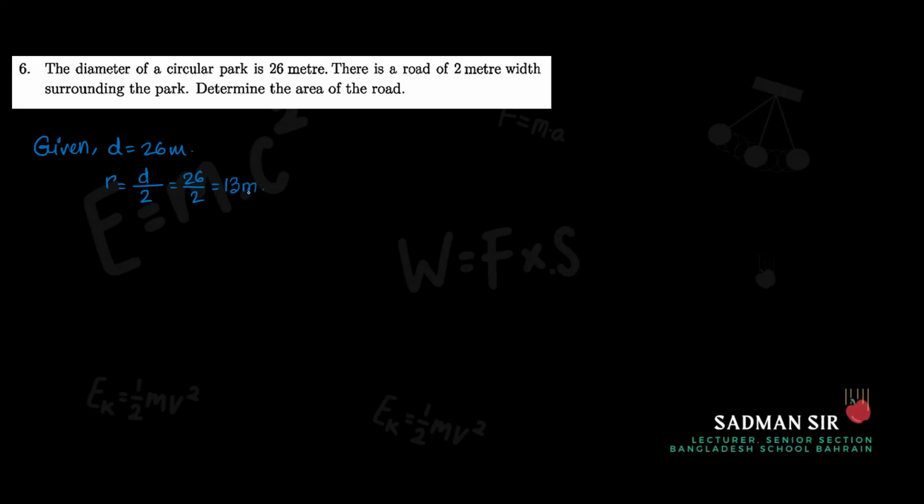Now there is a road of width 2 meters surrounding the park. So that is the width of the road. That is considered as x, that is x equal to 2 meter. Now they told us to determine the area of the road. That's easy.